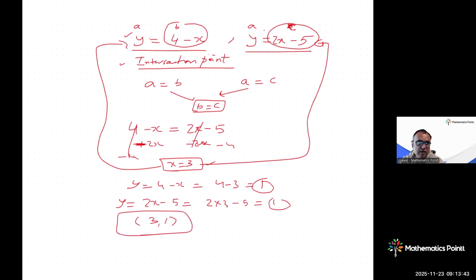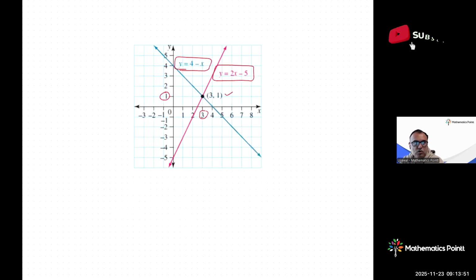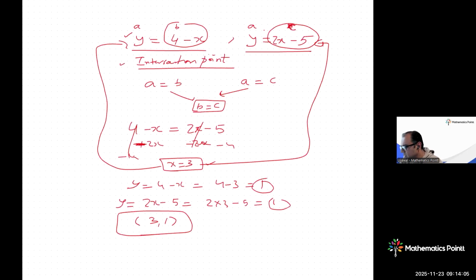And if you remember from the previous page, if I go back quickly, you see here, it was 3, comma 1, right? So this is quickly how you can find the intersection points of any two given lines without drawing them graphically. All right? Does it make sense, guys? Yes? Now I'm going to the next page, please.